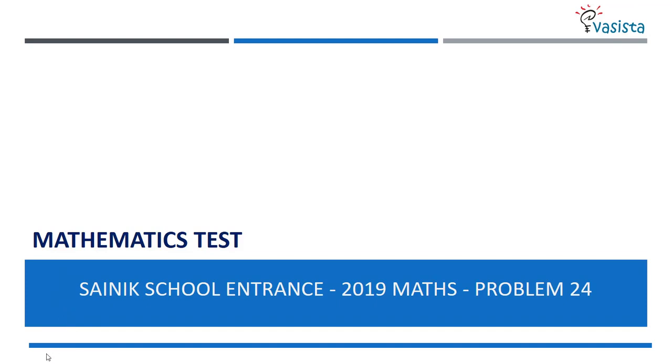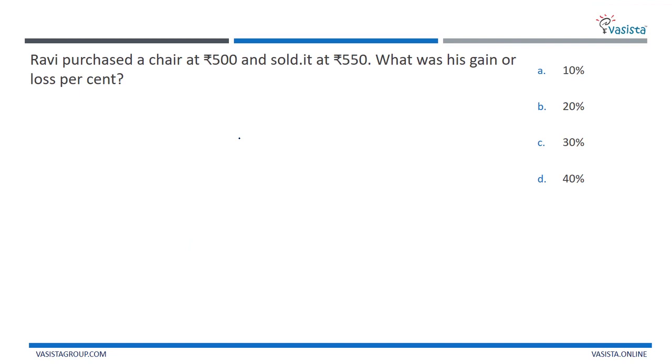Fine, let us start solving problem number 24. Fine, let us check out this. Ravi purchased, this is a problem based on profit and loss, right? Profit and loss. Ravi purchased a chair at 500 and sold it at 550. What was his gain or loss percent?